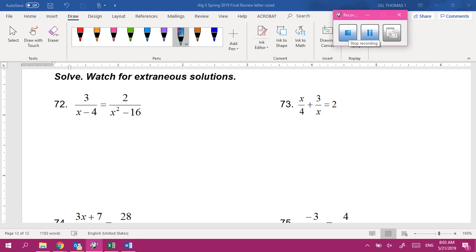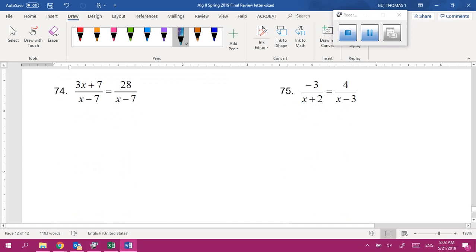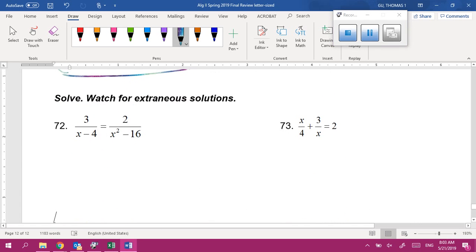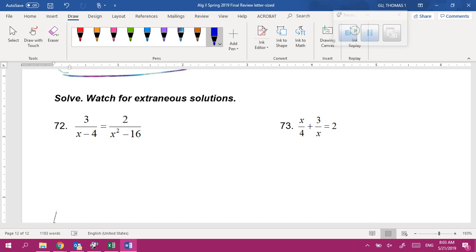Okay, 72 through 75, that's the rest of this unit's review for the final. And it's solving, okay? The difference here is that you're finding what x equals. It says solve, so solve for x, right? So you can see the equal sign there, and it says watch for extraneous solutions. They tell you to find what x should not equal right at the beginning. So since we're just solving, the very first thing you want to do is state your restrictions, right?